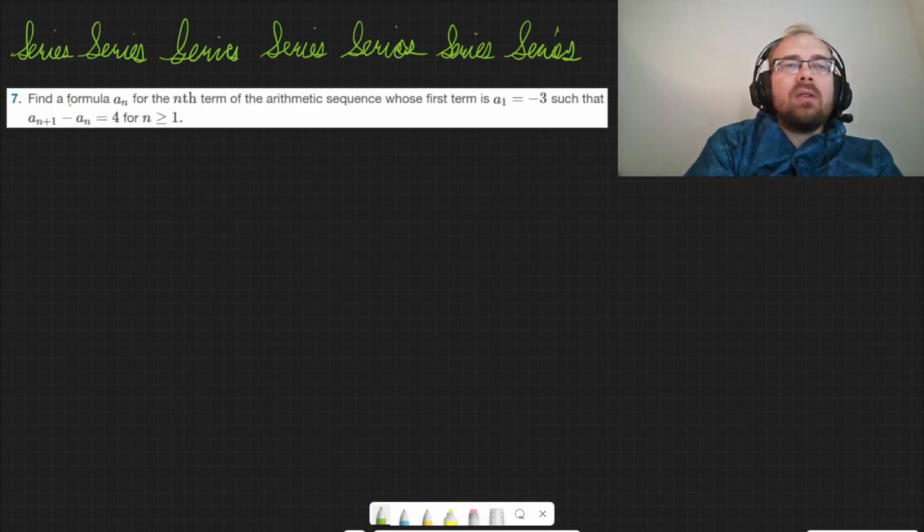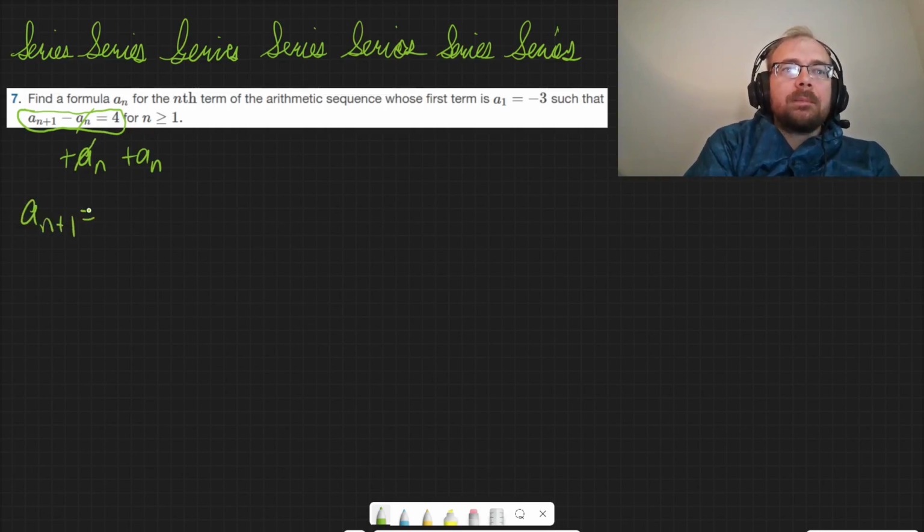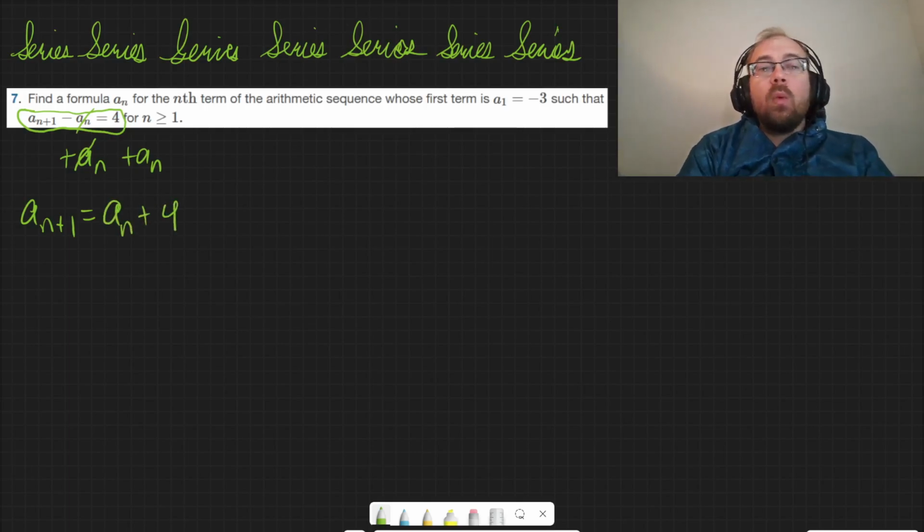Okay, I don't like the way they're writing this, so in order to make more sense out of this, we could just add a sub n to both sides of this equation here. And if I do that, then a sub n plus 1 would be equal to a sub n plus 4. Well, that's basically telling us what the common difference is then.